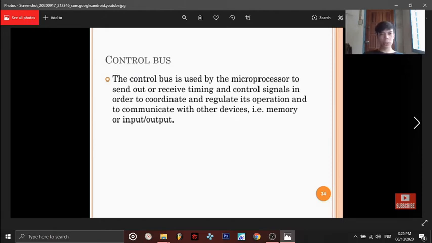Control bus. The control bus is used by the microprocessor to send out or receive timing and control signals in order to coordinate and regulate its operation and communicate with the other devices, i.e. memory, or input and output.